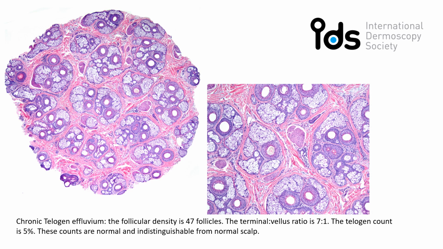On biopsy, the picture looks like normal scalp. This is a normal distribution of the follicular units organized with their sebaceous glands. There is no hair shaft variability because the terminal to vellus ratio in this case is, for example, 7:1, which is normal, and we have a normal telogen count.